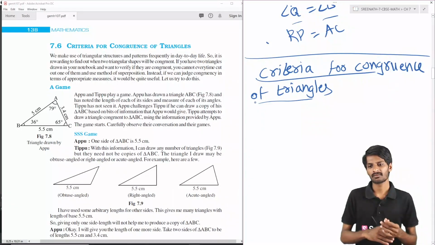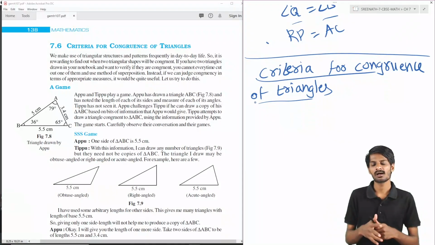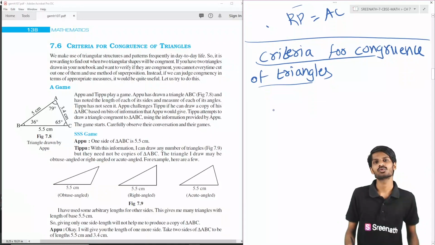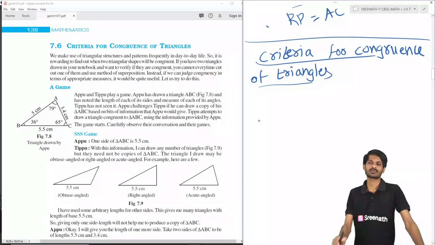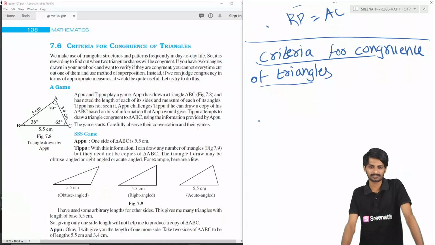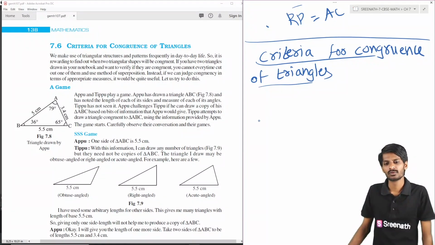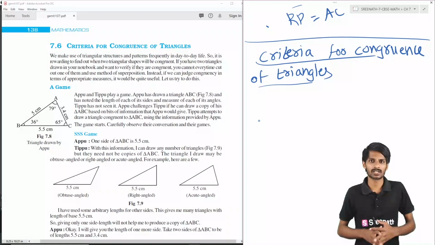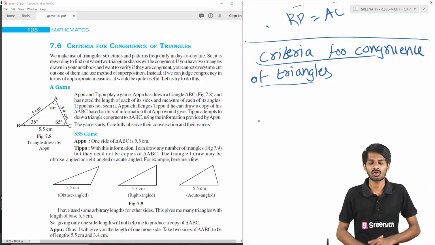What is the basic criteria for congruency of triangles, students? We use triangular shapes in our day-to-day life. When we say two triangles are congruent, every time we would have to take a cutout or trace copy and place it on the other. Saying that two triangles are congruent this way is a somewhat difficult task; we can't do it. So the superposition method is difficult. Instead, we have to find a new method to say that triangles are congruent.